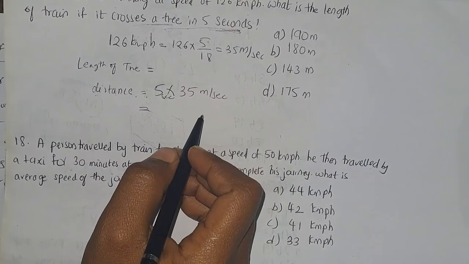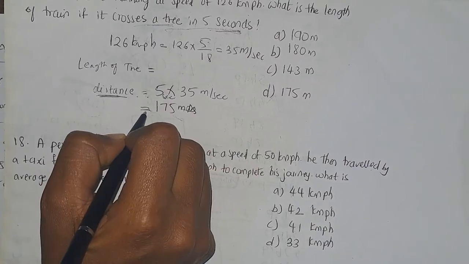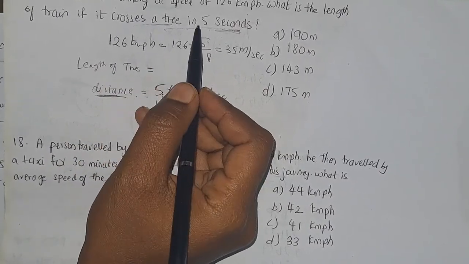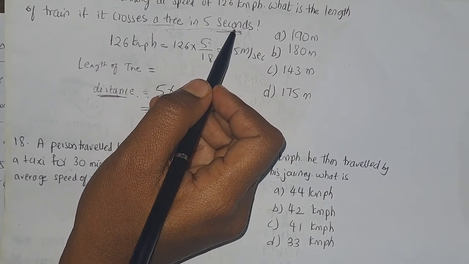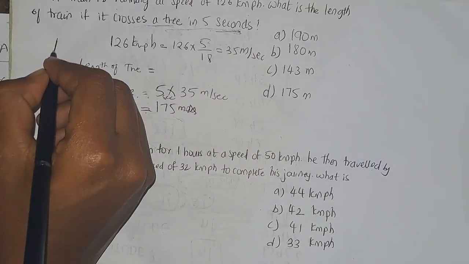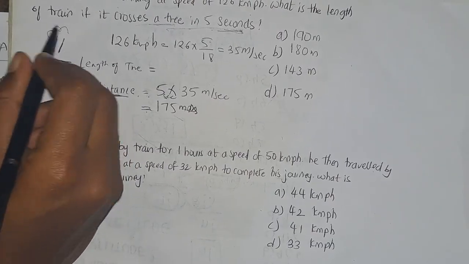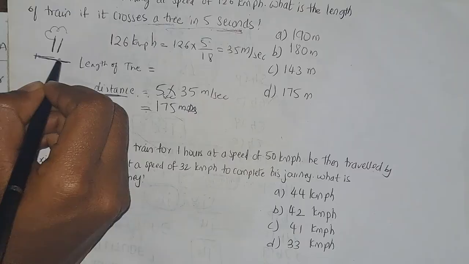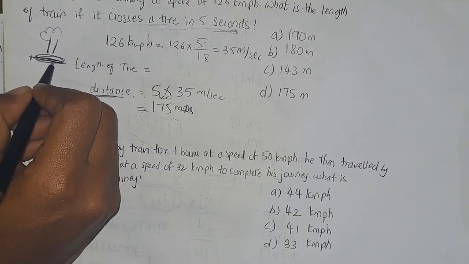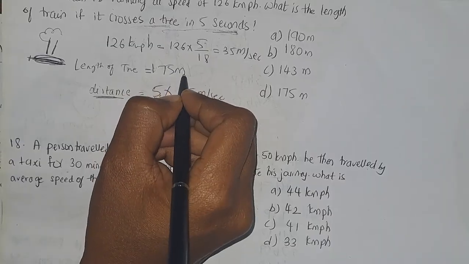So what will you get here? 175 meters is the distance traveled by the train. While the train is moving, it crosses the tree in 5 seconds. So while crossing a tree in 5 seconds, that is the distance traveled by the train. If here is a tree and a train is crossing the tree in 5 seconds, it is moving past the tree. That means that is the length of the train, you can understand. Okay, so here the distance is 175 meters, which is the length of the train.